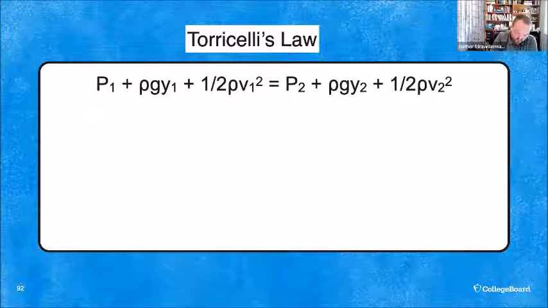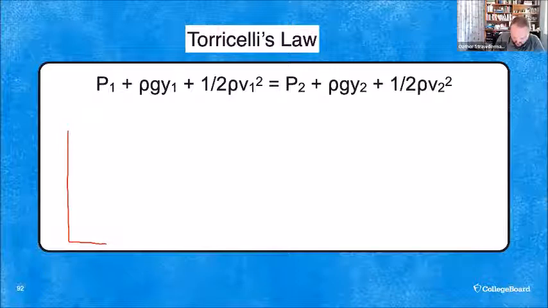So what I'm suggesting is that if I have a 2-liter pop bottle with a little hole in it, and there's water squirting out, I can talk about this top spot being spot one and the bottom spot being spot two.